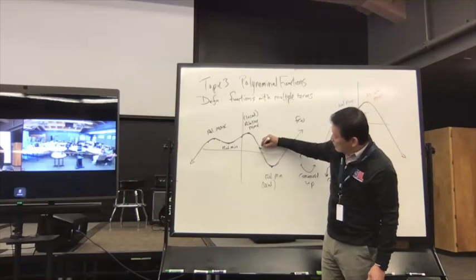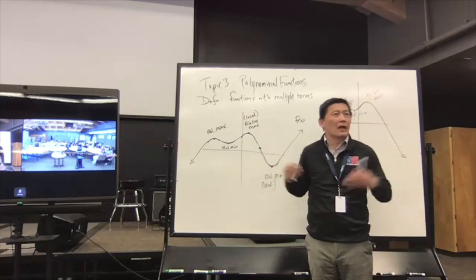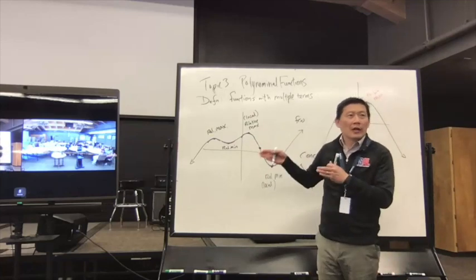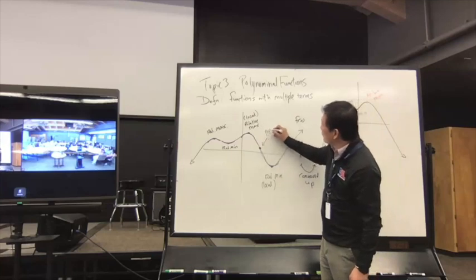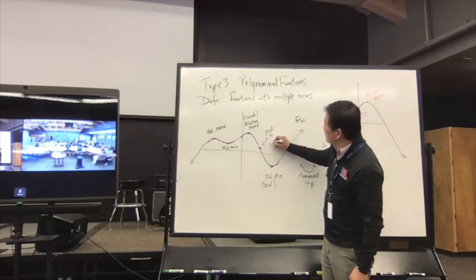This point, when one curvature ends and another curvature starts, this is what we call the point of inflection.